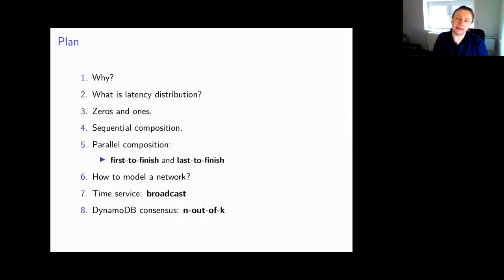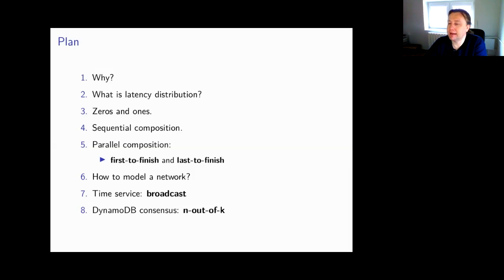So for example, I send you the packet and then you send me packet back, or I send you the packet, then you decrypt it, and then you send the packet back, and I also decrypt it, right? So this is sequence of events, and it can be basically modeled as sequential composition of the distributions to get a distribution of latencies for the whole process. So that's basic interaction. Then we will talk about interactions that require parallel composition.